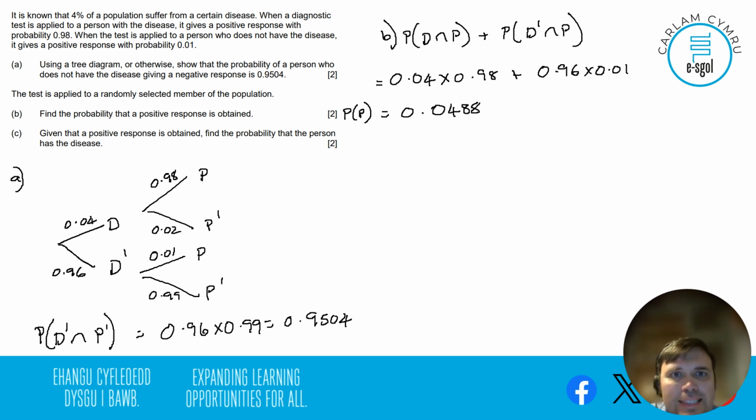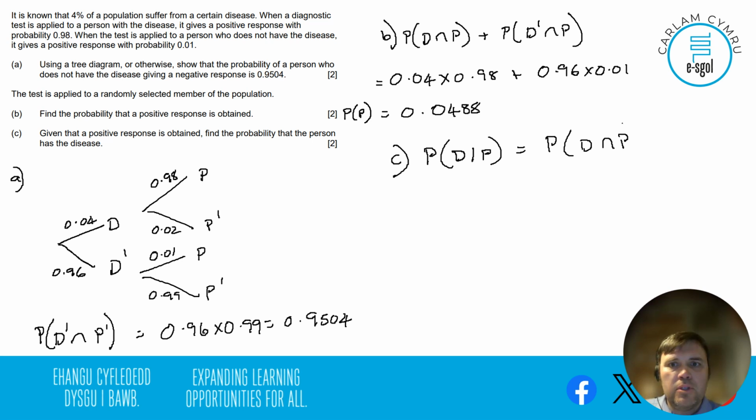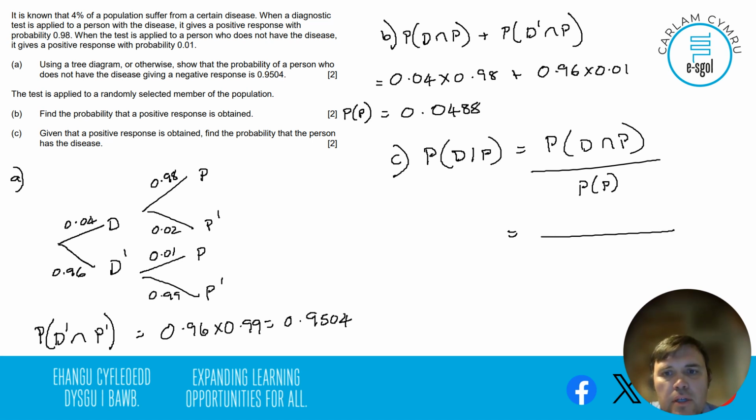So that is the probability of being positive. And then part C, so we've done A, B, and C using just plucking the values from the diagram. So C, given that a positive response is obtained, find the probability that the person has the disease. So probability of disease given positive. So it's the probability of disease and positive over the probability of positive. Well, we've just worked out the probability of being positive as 0.0488.